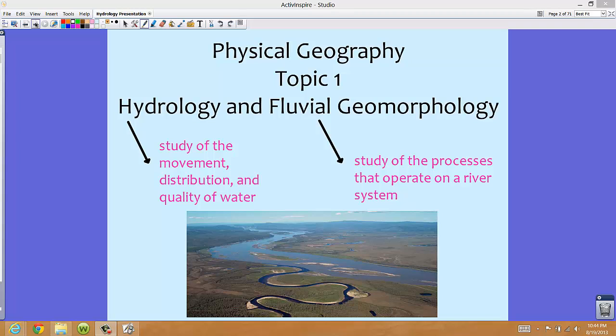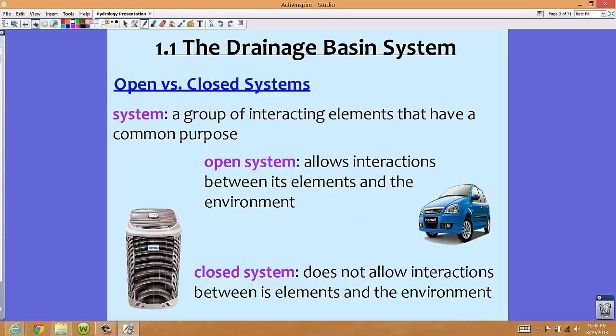So hydrology, the study of the movement, distribution, and quality of water. Hydro, think water, ology, study of. Fluvial geomorphology, this is the study of the processes that operate on a river system. How do rivers form? How do they move? How do they do the things that they do? And so I wanted to give you some idea of what those two terms mean before we move forward.